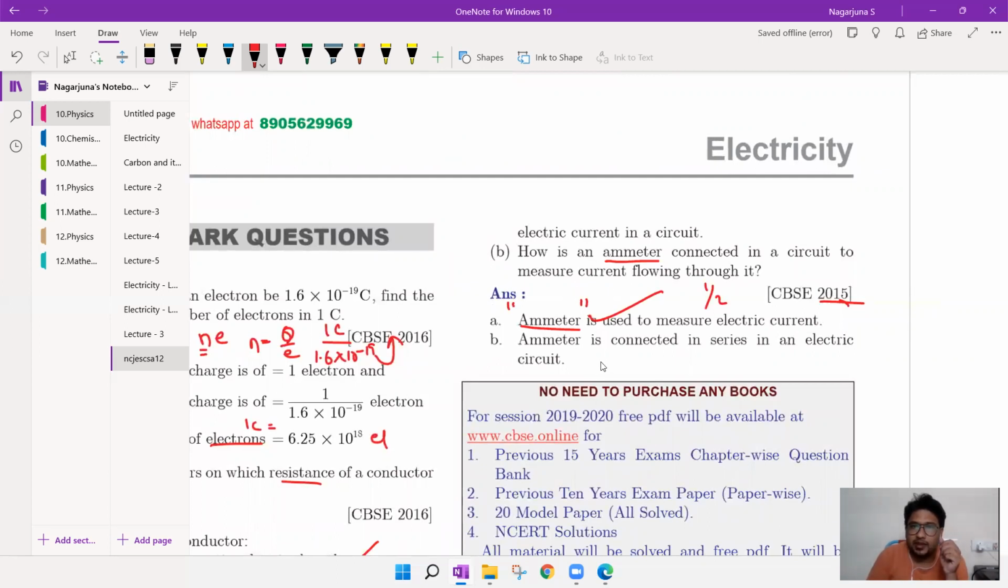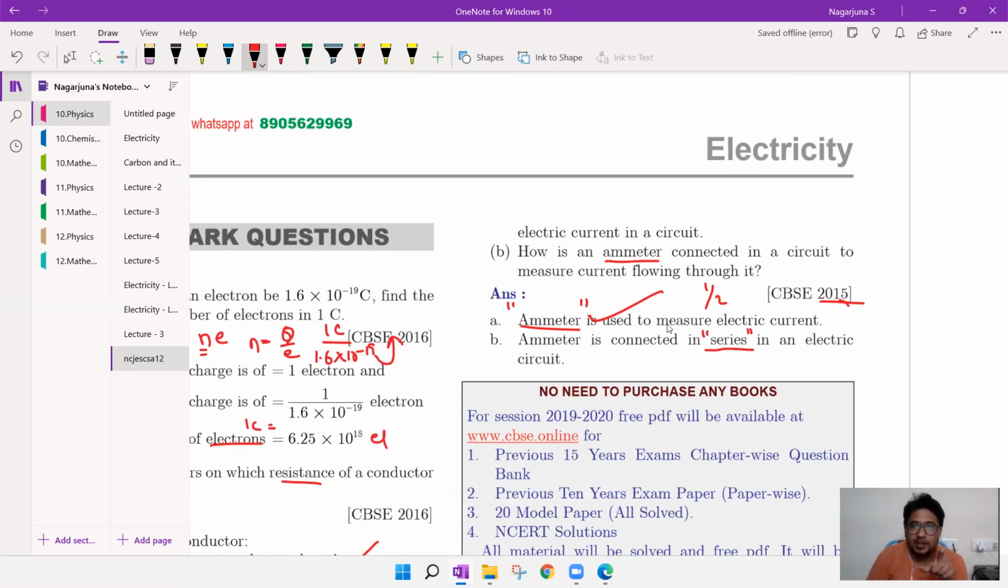And B, how is the ammeter connected? Simply if you write series, just only two words is enough. No need to frame sentences. If you want, you can frame a sentence. After framing the sentence, series is the heart of the answer, so underline that series. So straight away, what will happen? His eye will go to that series.